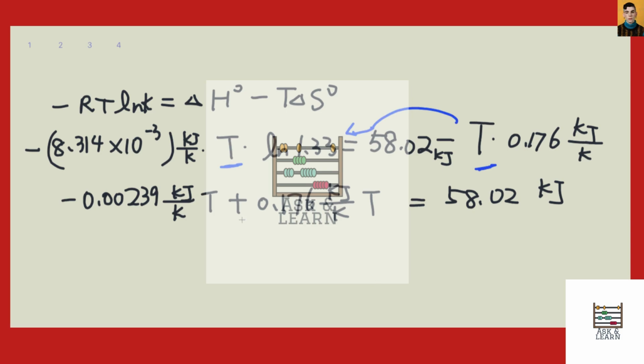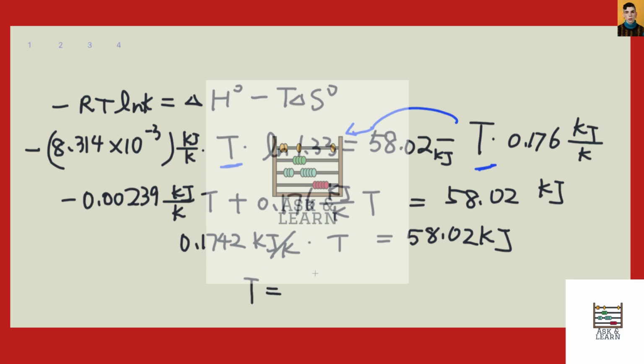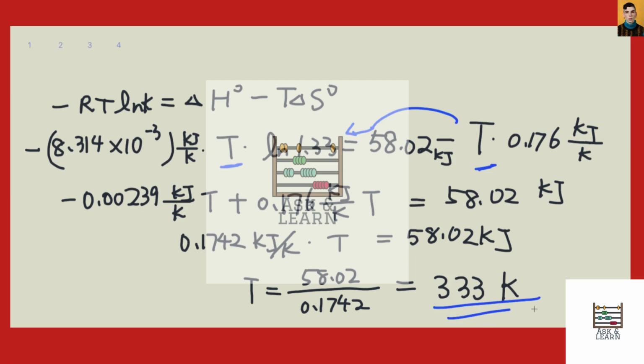Combining these two terms, we get 0.1742 kilojoules per Kelvin times T equal to 58.02 kilojoules. Then we can solve for the temperature: T is equal to 58.02 divided by 0.1742. That will be equal to 333 Kelvin. So this is the temperature for part B.